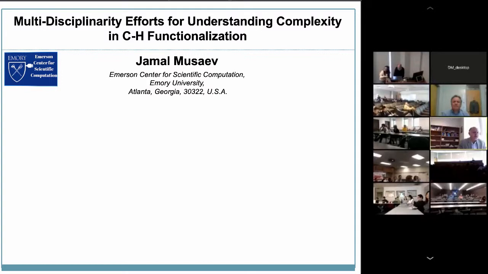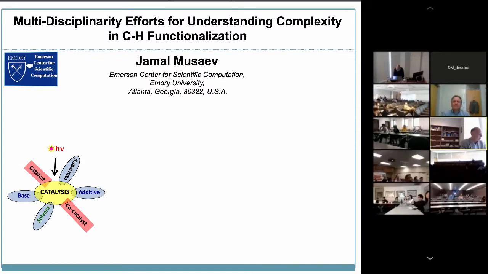Today I'm going to talk about a multidisciplinary effort to understand complexity in CH functionalizations. Modern problems of science and engineering, as usual, involve multiple components working together in coherent ways. For example, today an average chemical reaction includes catalyst, co-catalyst, substrates, additive, base, even light.